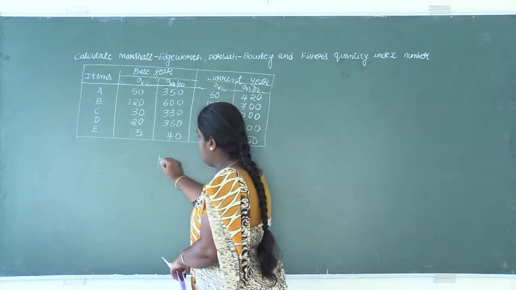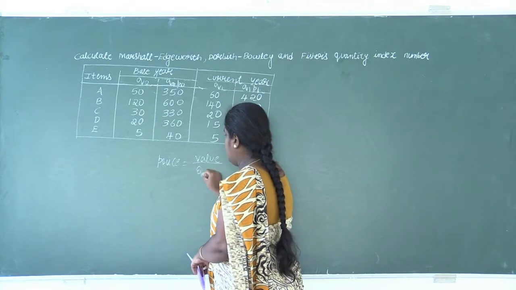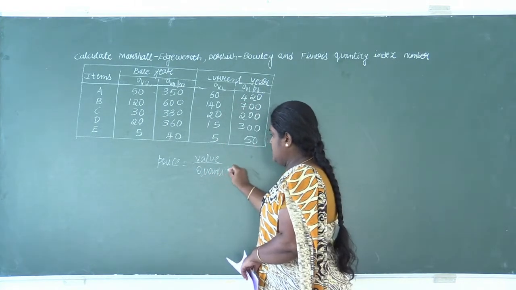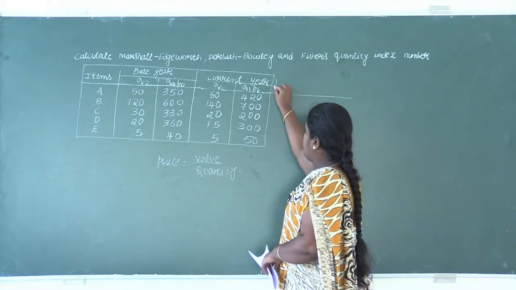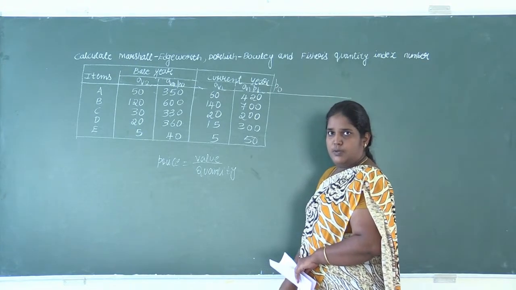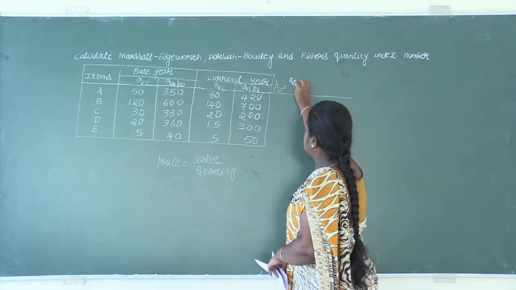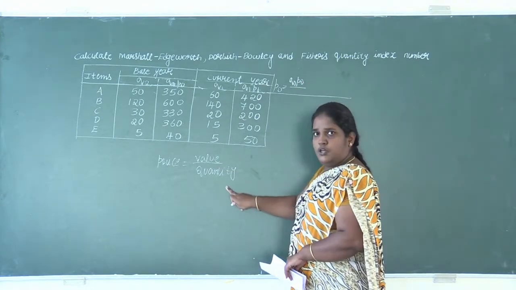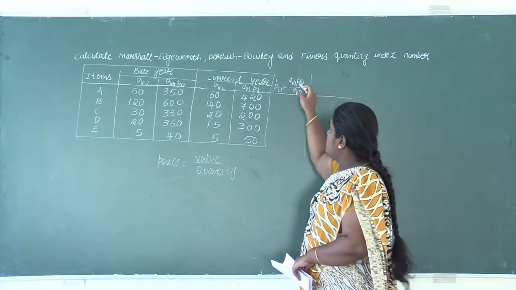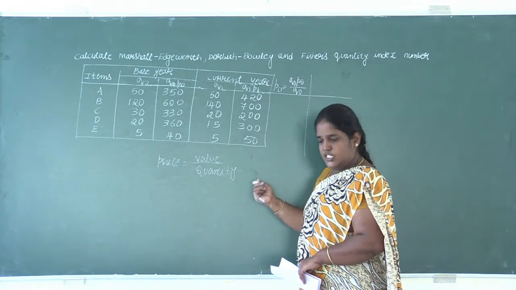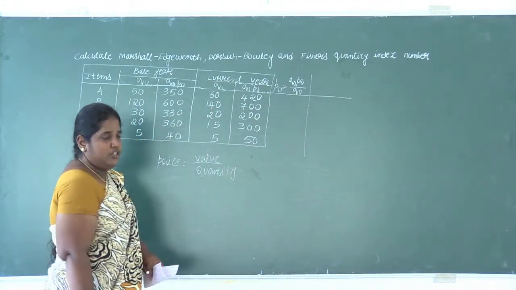And how do we find out the price? Price is value divided by quantity. So first we'll find out the base year price, which is denoted by P0. Value of base year is Q0 P0 divided by quantity, which is Q0. It is enough if you just mention it like this. You need not mention this directly. You can make the column as P0 and find out. I am writing everything so that you can understand in the table what you have to calculate.